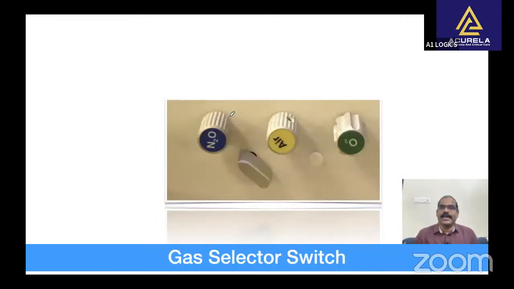Some machines have a gas selector switch that prevents air and nitrous oxide from being used together. That means you can either add nitrous oxide along with oxygen or use a combination of air and oxygen.